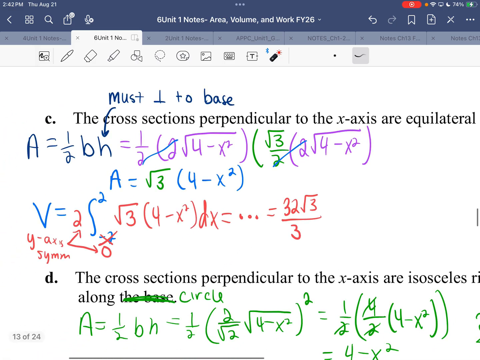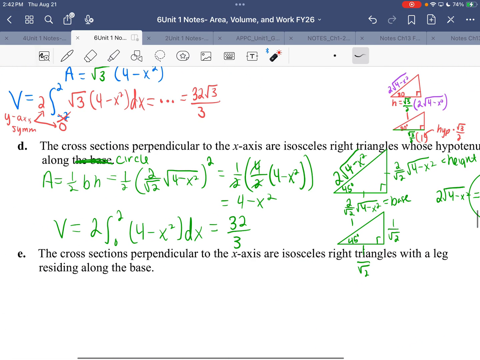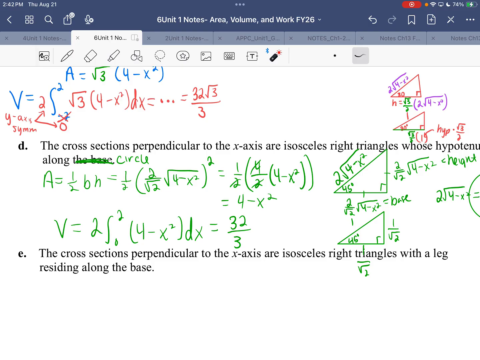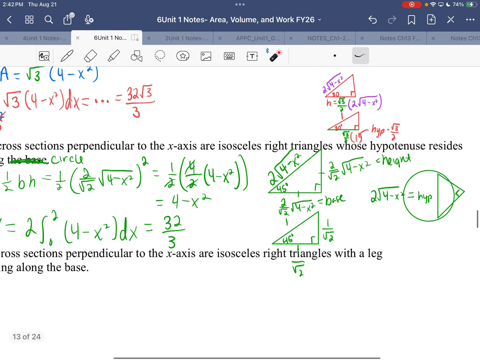All right, do we want to go over D again? Or do we feel okay on D? Yeah.